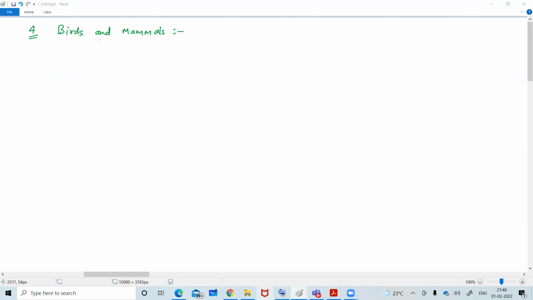So in the last class, we have seen different types of structures of heart present in reptiles, fish, amphibians. Now we are going to see in birds and in mammals how the heart looks like, what type of circulation they have, and everything we are going to see here, right? So let's begin with the first point, saying that bird and mammal have four-chambered heart.